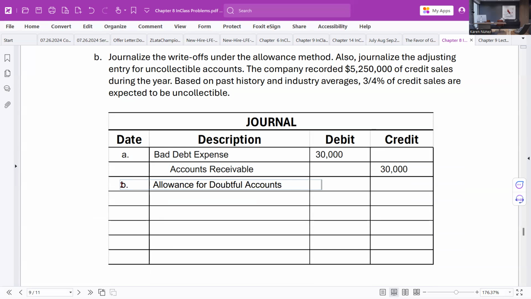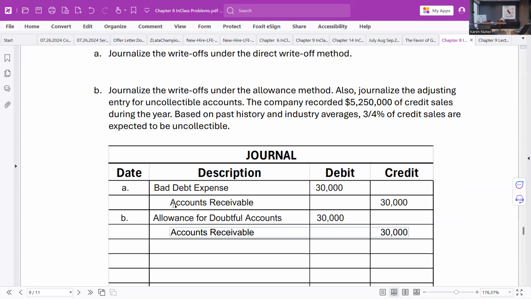That's where that $30,000 goes now. And of course, we credit accounts receivable for the $30,000. And also, there's one more thing that they ask us to do here in Part B. We need the adjusting entry.